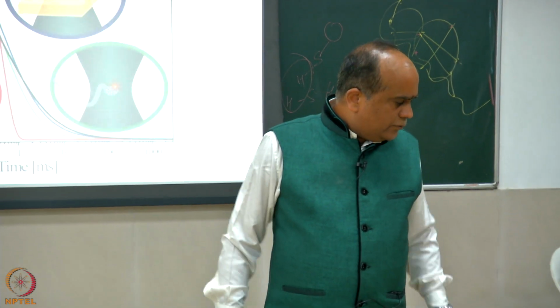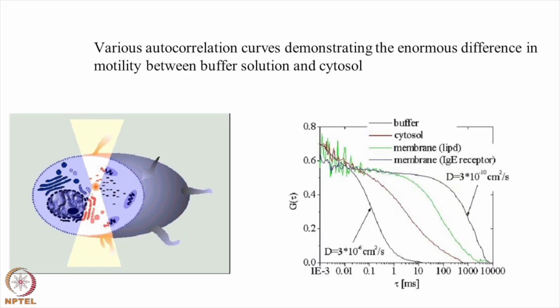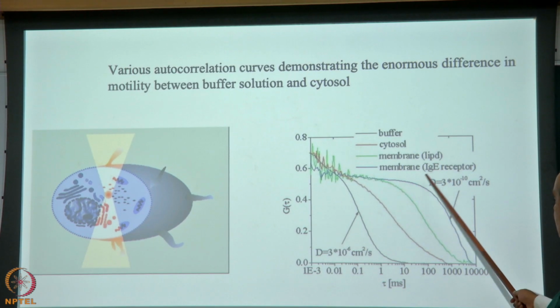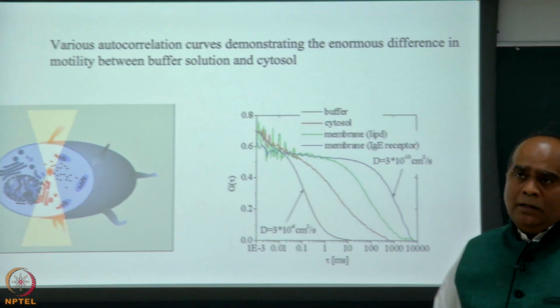So essentially we are doing experiments in multiple dimensions to look at the fluctuation that is happening, and we are understanding the diffusion, 2-dimensional, 3-dimensional diffusion and all those, and we can plot a correlation function to look at the fluctuation of the fluorescence that is happening, right. So various kinds of autocorrelation functions demonstrate the enormous difference in the mobility in buffer solution. You can have molecular motion that is happening in buffer, in cytosol, in membrane with some receptor, and you can understand what is happening inside the cell.